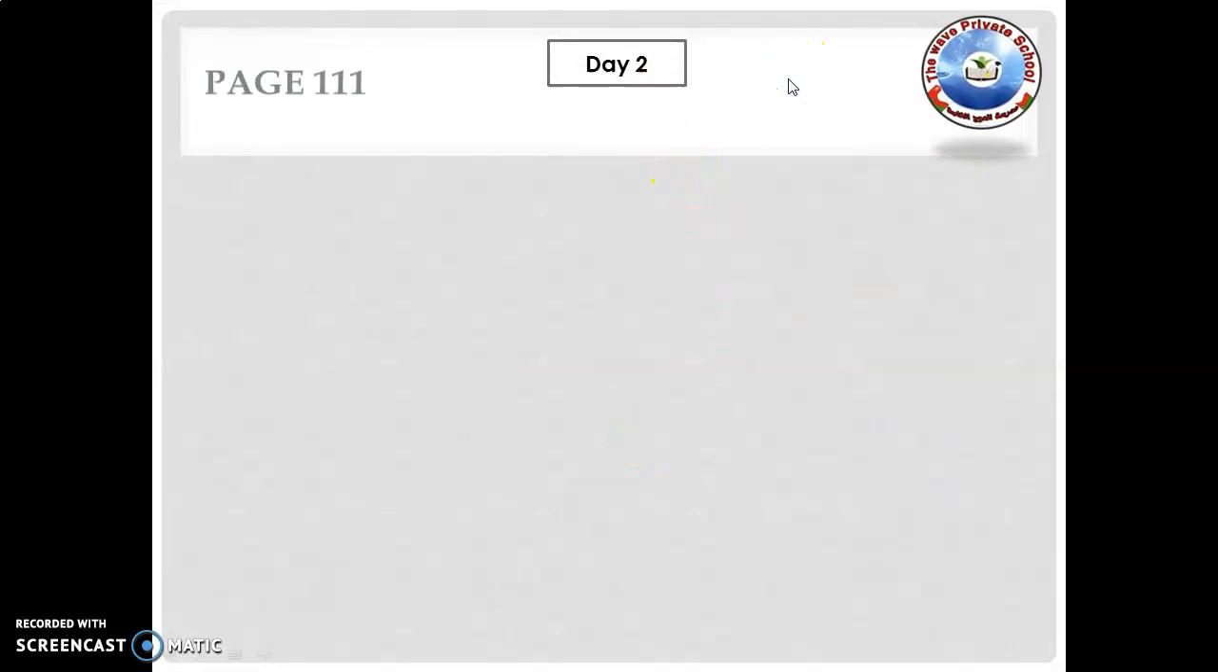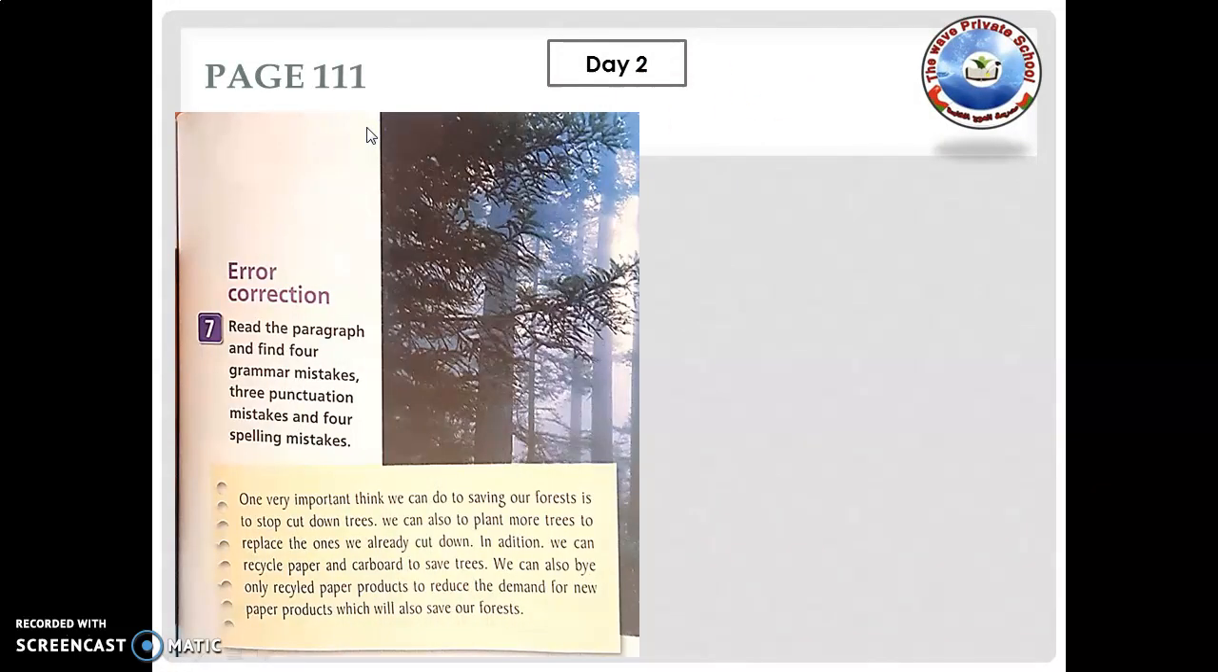So this is the day 2, which is on page 11. And we are going to do proofreading. First, we're going to read the paragraph and find 4 grammar mistakes, 3 punctuation mistakes, and 4 spelling mistakes. So, grammar mistakes 4, 3 punctuation mistakes, and then 4 spelling mistakes.